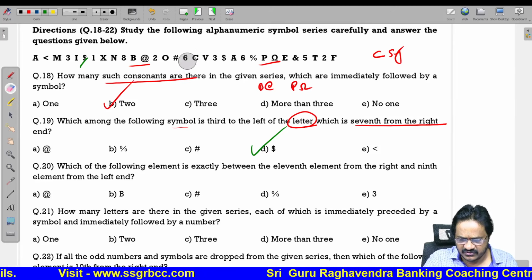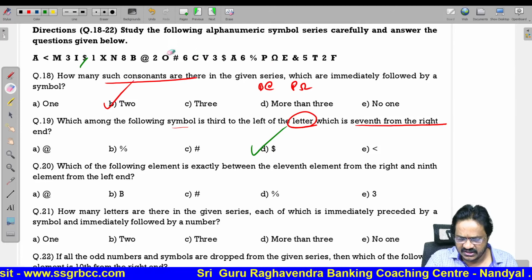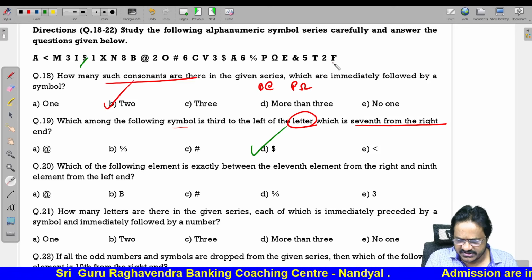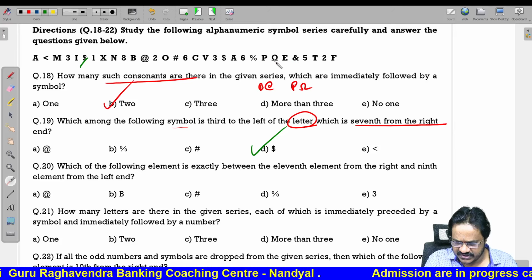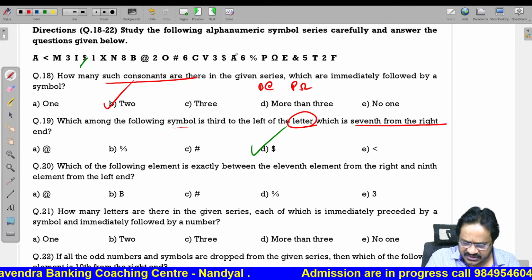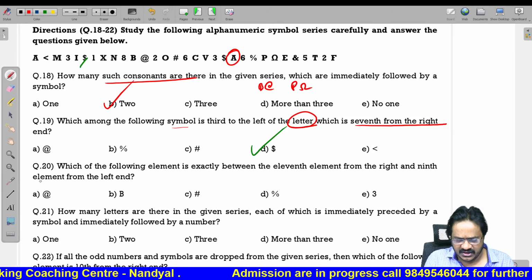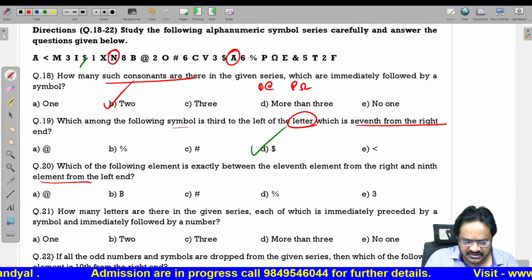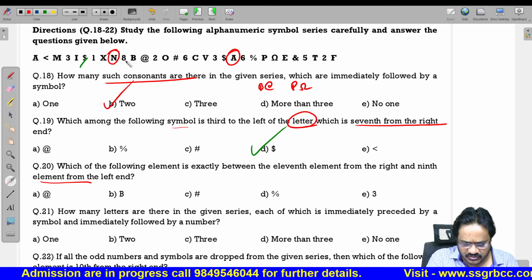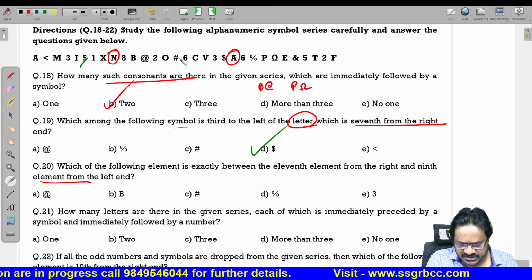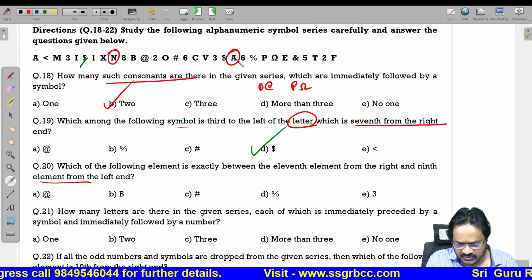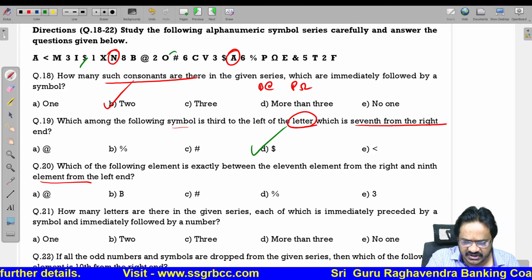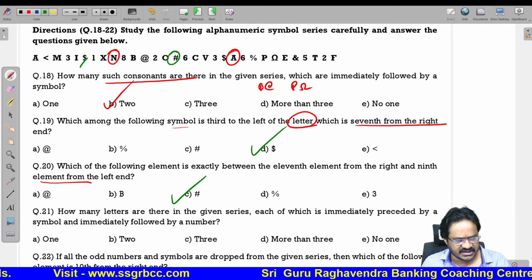Next one. Which of the following elements is exactly between the 11th element from the right and the 9th element from the left? Now here we have to see the 11th element from the right end. So 11th element from the right end means this is the right end, 1, 2, 3, 4, 5, 6, 7, 8, 9, 10, 11. That is A. Then 9th from the left end means N. So including N and A, you count 1, 2, 3, 4, 5, 6, 7, 8, 9, 10, 11, 12, 13. So you have to leave 6 gap, 1, 2, 3, 4, 5, 6. So you will get hash in the middle, exactly hash.